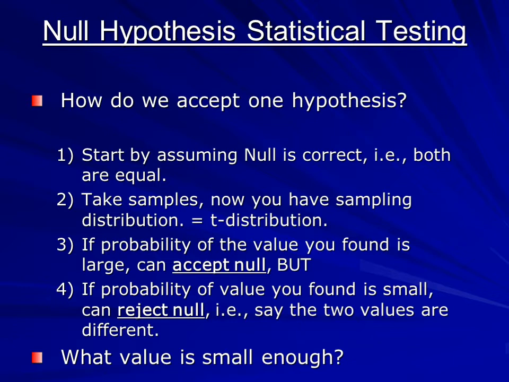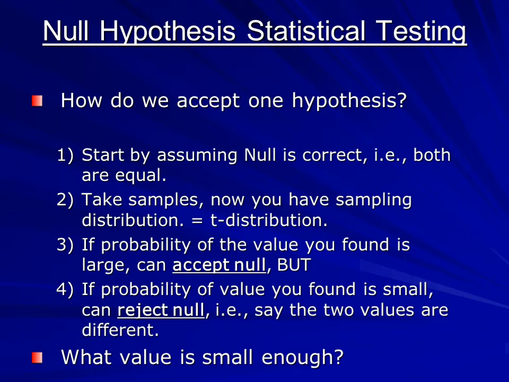So then what happens? You take some samples. Now you have a sampling distribution, which we learned last time in chapter 8 was the t distribution. So we got samples. Depending on what our t values are, based off of how large our samples are, we've got to use that appendix table again.